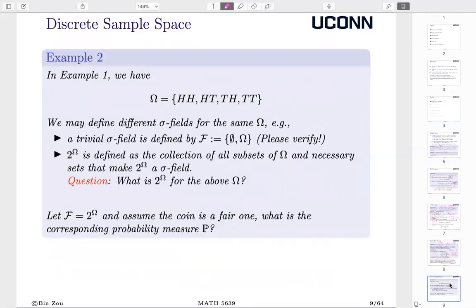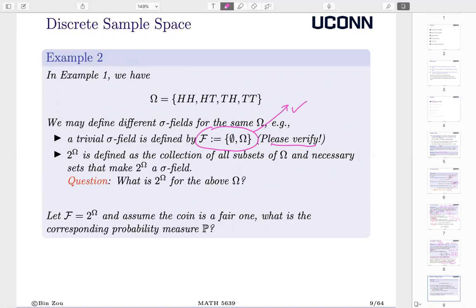So I'll give you a quick example. In this example, we already mentioned the sample space. I give you two possibilities of sigma fields. The first one is a trivial one. It includes only two members. The first one is the empty set. The second one is the sample space. So I ask you to verify this is indeed a sigma field, which means it satisfies the three properties, okay?